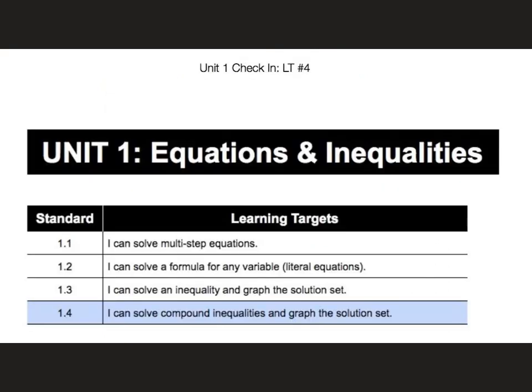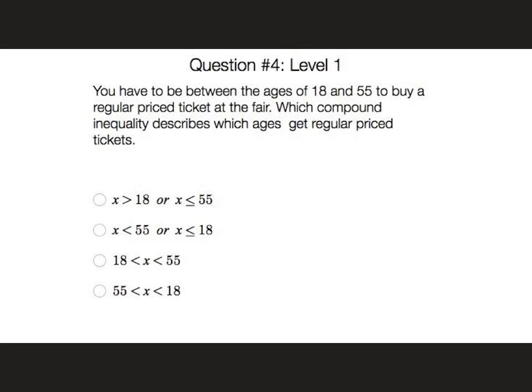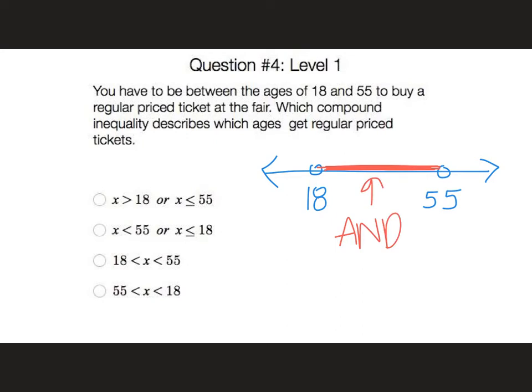All right, our last target of this unit, compound inequalities. So our first one here, we have to be between the ages of 18 and 55 in order to buy a regular price ticket. So I would put my 18 and 55 open dots because we have to be between. And any ages between will be in the middle on our number line here. So we want to find the and or the or situation that's going to describe this graph. So we know this is going to be and, since we're connecting in the middle. So we're not going to have these first 2.